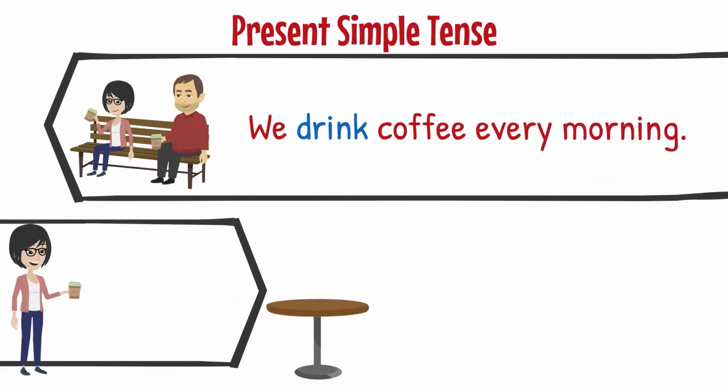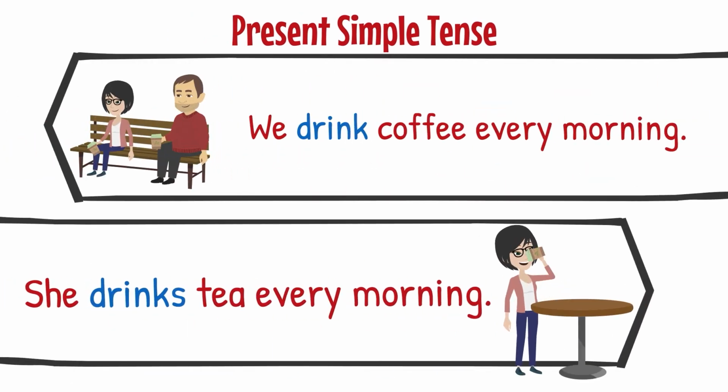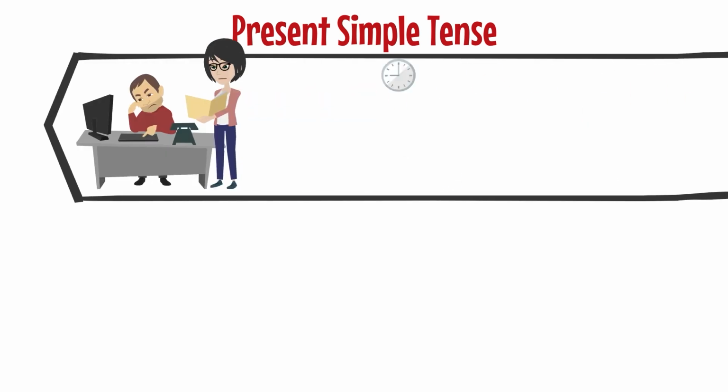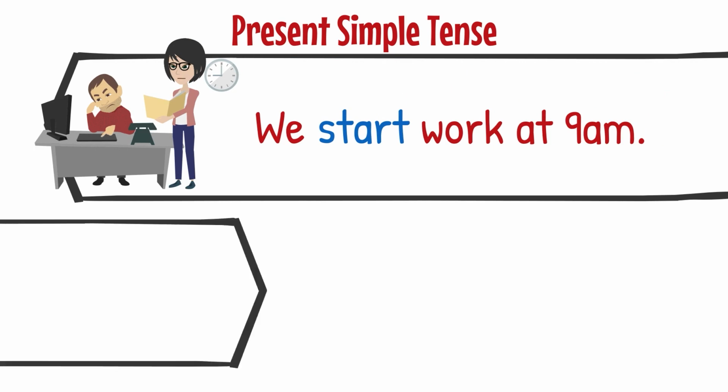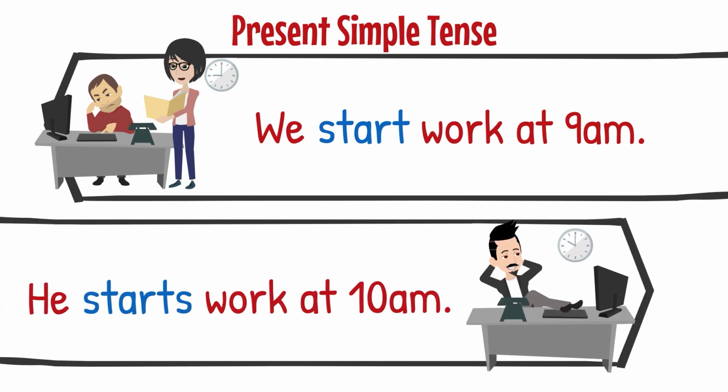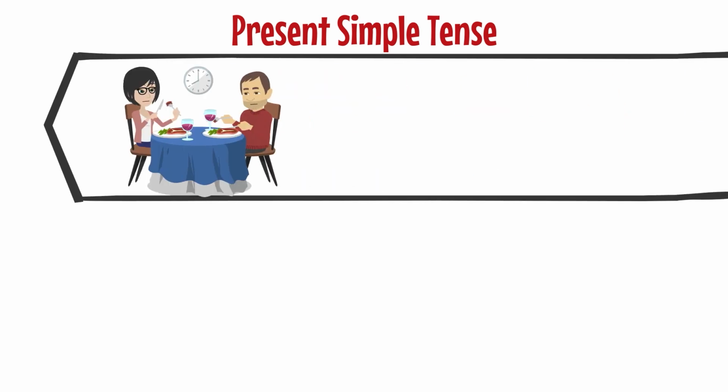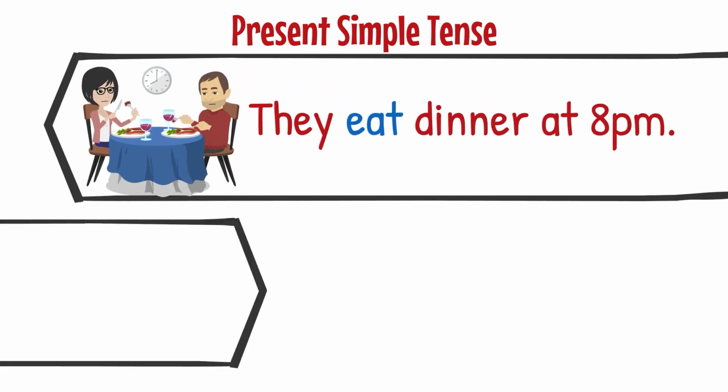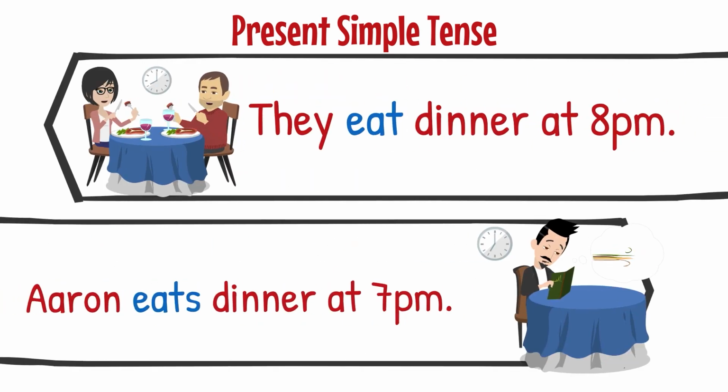We drink coffee every morning. She drinks tea every morning. We start work at 9 a.m. He starts work at 10 a.m. They eat dinner at 8 p.m. Aaron eats dinner at 7 p.m.